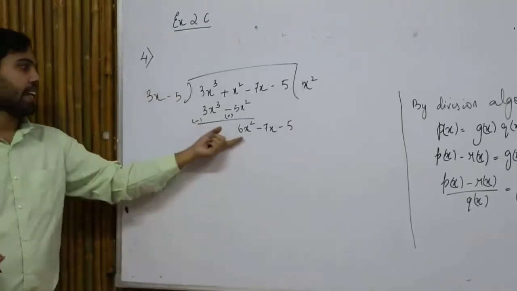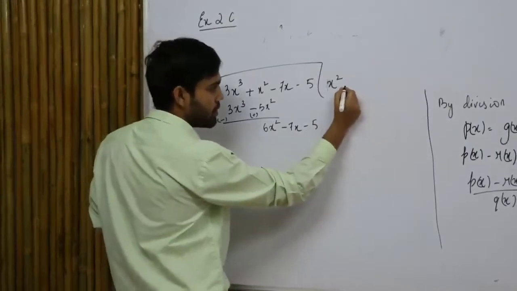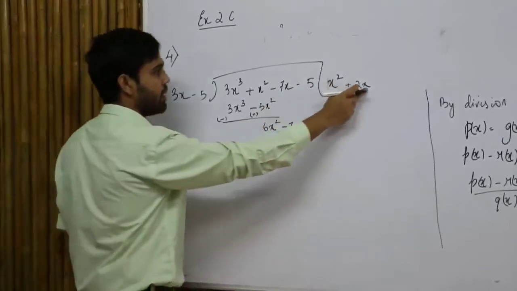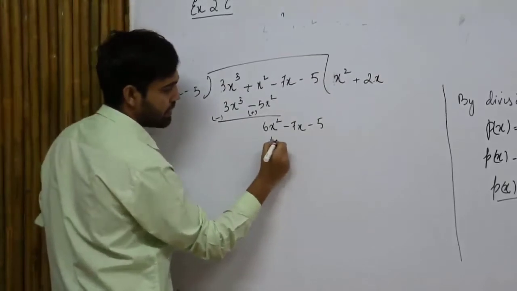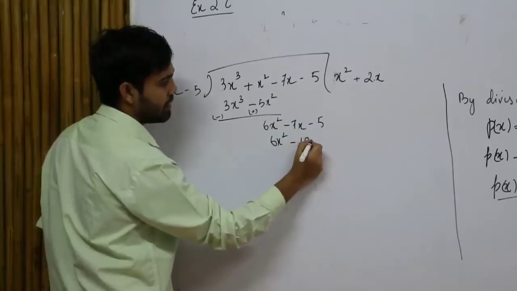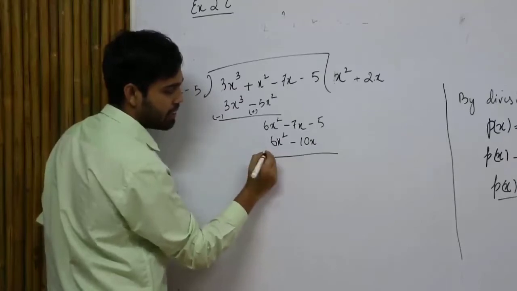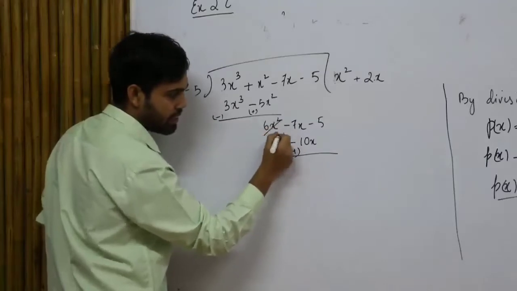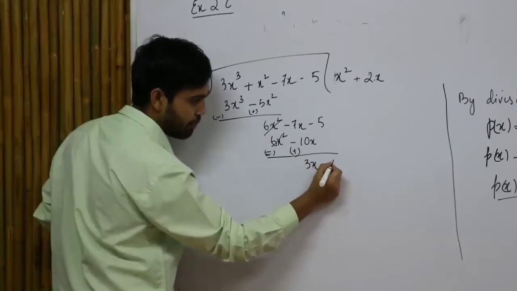How to get the 6x squared in here? I have 3x. So I have to multiply this term by 2x. So I'll have 6x squared in here minus 10x. Okay, so again the signs will change. I have a plus in here, so it will change to minus. I have a minus in here, it will change to plus. So again these terms will get cancelled. I have minus 7 plus 10 will give me plus 3x minus 5.